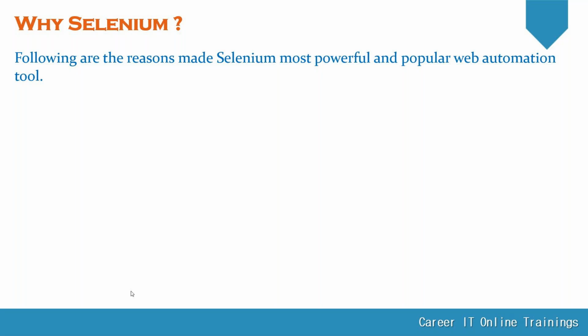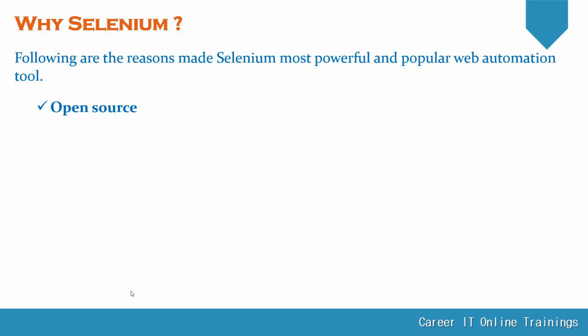So the main thing: Selenium is open source. This is the first reason. There is no need to pay any kind of licensing cost here. The features that are there in Selenium, each and every feature is free. Like if you are working with some tools, like QTP, you have to buy a license, then only you can use that.